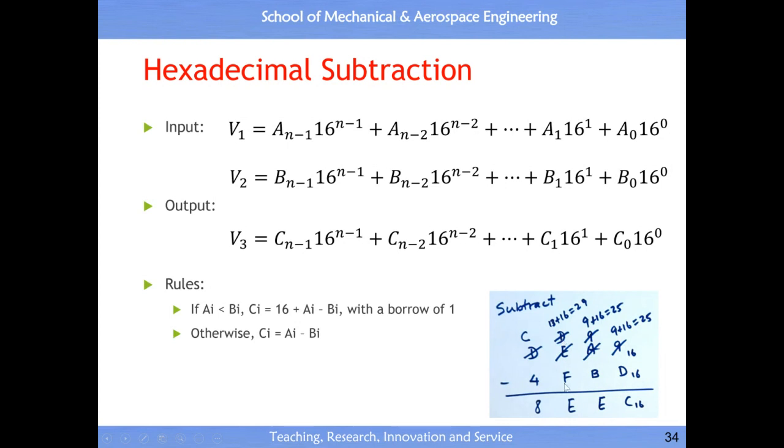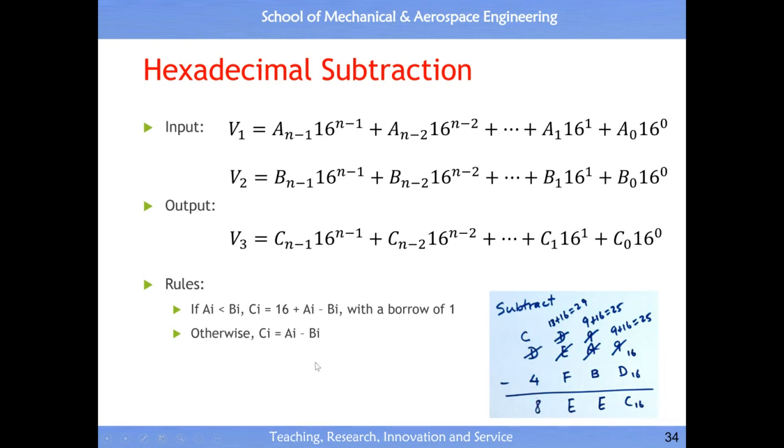Then E, because we must deduct E by 1, then is D. Okay, D is smaller than F. Then we must borrow 1 from the left. When we borrow 1 from the left, actually we get the value of 16. So it's 13 plus 16 equal to 29. 29 minus F equal to E. When D, we must deduct 1 because the right-hand side has a borrow 1, then deduct D by 1, then we have a C. C minus 4 equal to 8. So this is the final result.